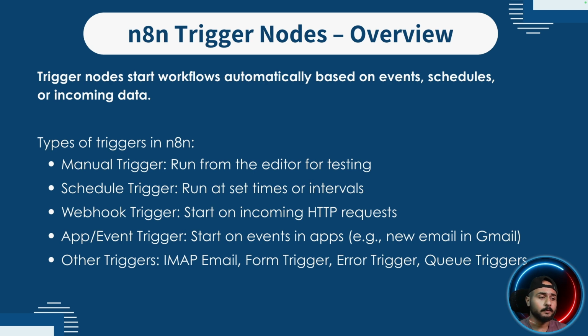So we're gonna cover manual trigger. Then there is schedule trigger. We have a webhook trigger, and then we have app event trigger. There are other triggers as well, as you can see in the list, but in this video, we're going to cover the manual, schedule, webhook, and app event triggers with examples. All right, so let's get started with that.